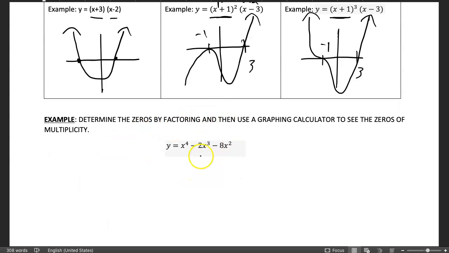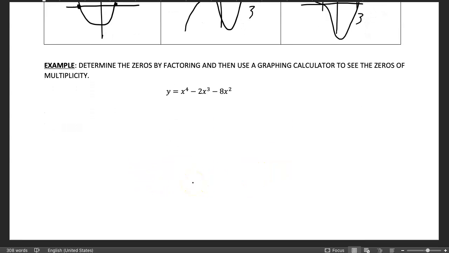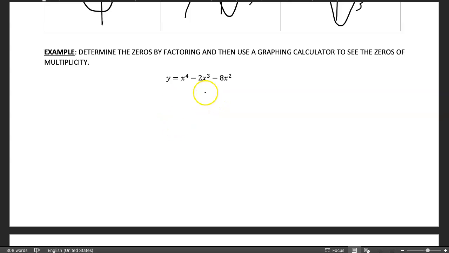So now let's determine zeros by factoring, and then use a graphing calculator to see the zeros of multiplicity. So for this one, we have x to the 4th minus 2x cubed minus 8x squared. Each of these terms has an x squared in there, so let's pull that out. And what are we left with? We're left with x squared minus 2x minus 8.